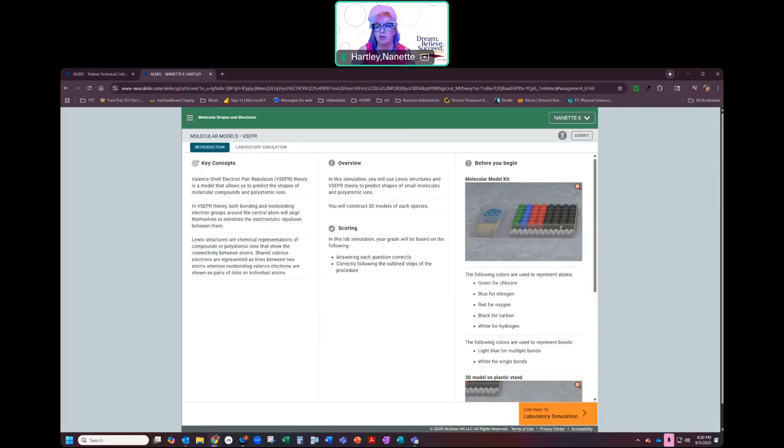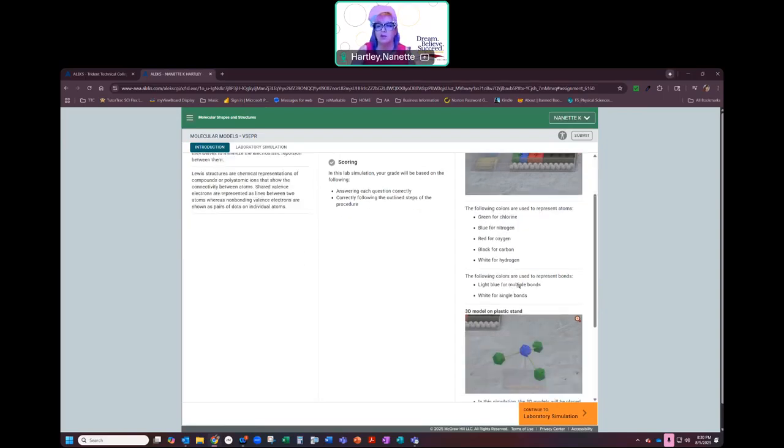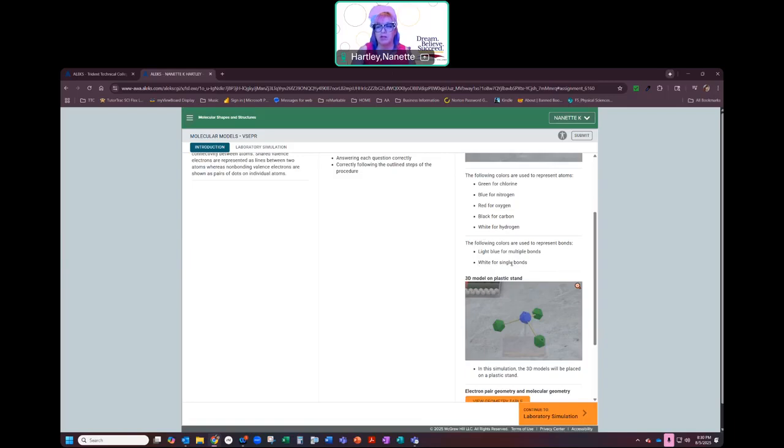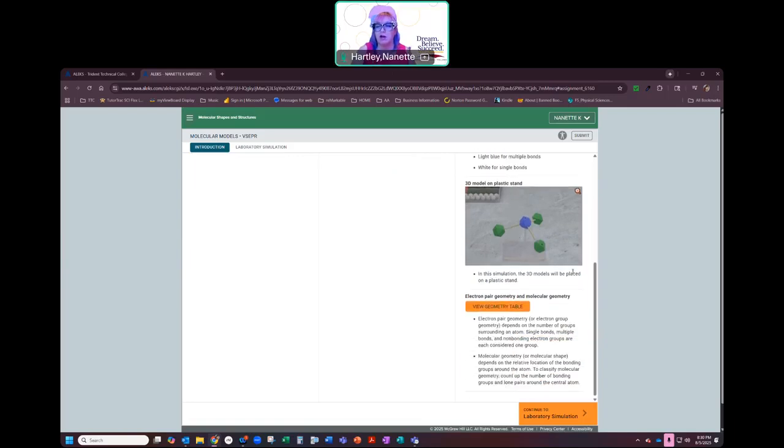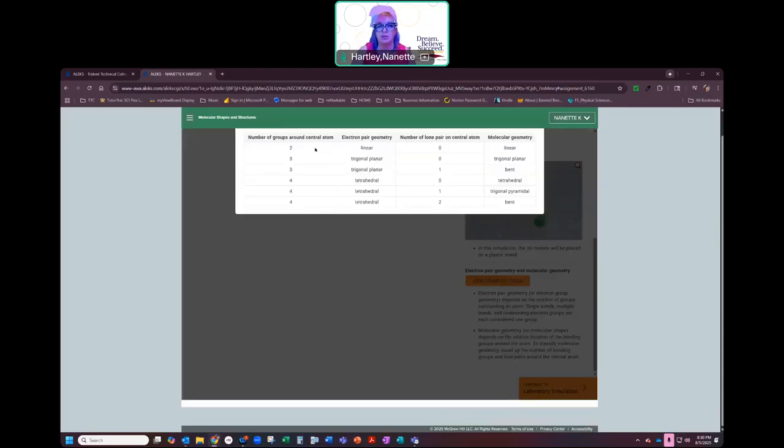This is our molecular model kit. So this is how we're going to work this. Green for chlorine, blue for nitrogen, red for oxygen, black for carbon, and white for hydrogen. We have light blue for multiple bonds, white for single bonds. The 3D models will be placed on a plastic stand, and then you'll view the geometry table. And so this is the geometry table they're going to ask you to work with.